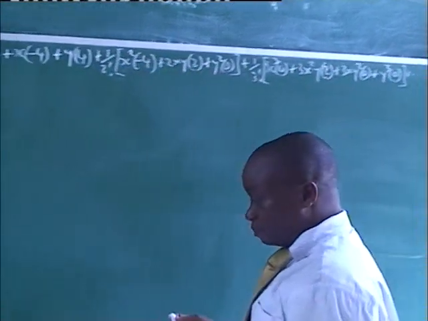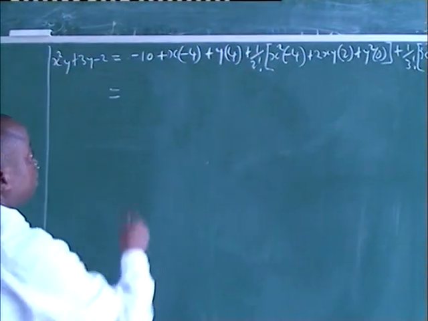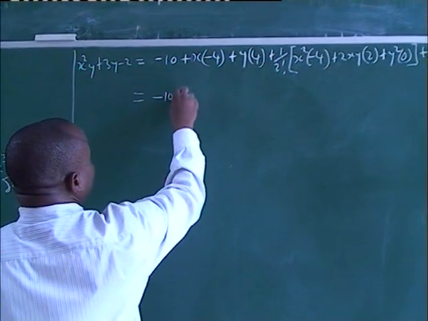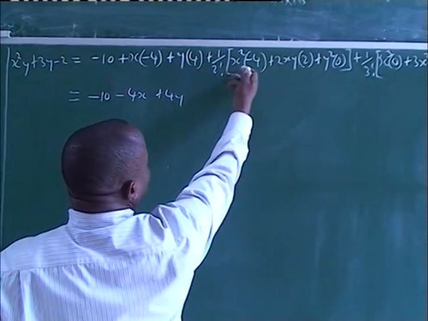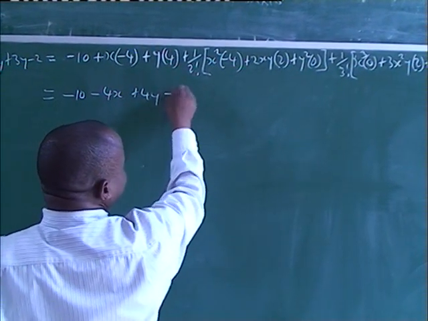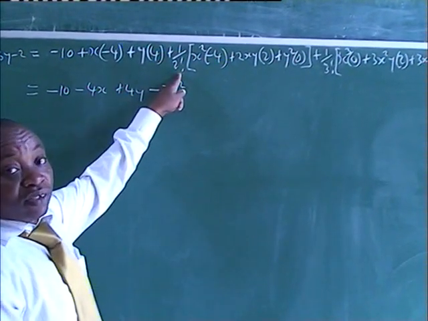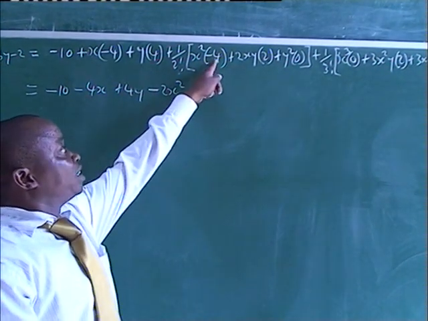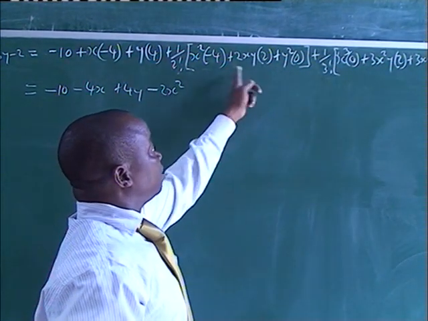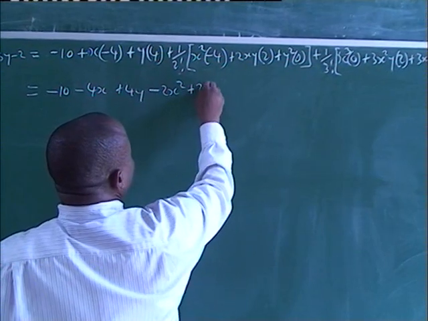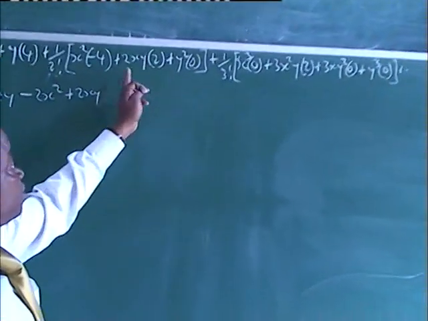Okay. Now we can collect them one after the other. We have minus 10 minus 4x plus 4y. Now here is minus 2x squared. You know this is 2 factorial, and 2 factorial is 2. So if you multiply it with this 4, it can divide this 2. If we go this way, we'll have plus 2xy, because this 2 factorial can cancel this 2. 2 factorial is 2, so it cancels here, and we have 2xy.